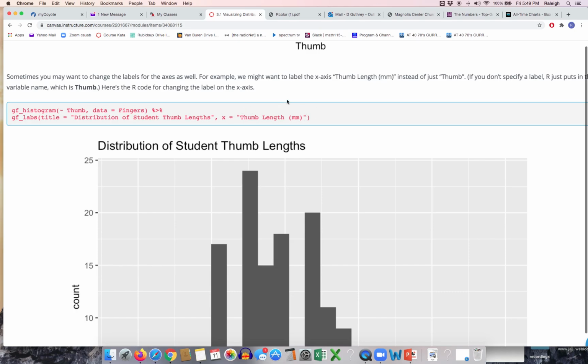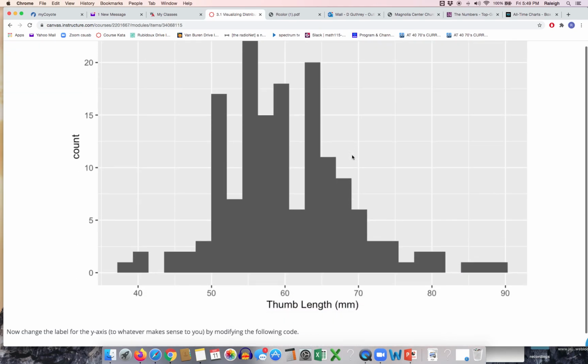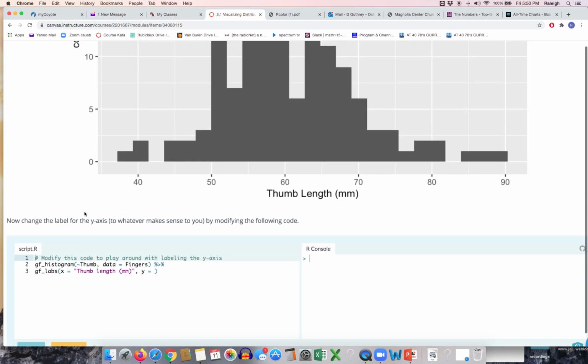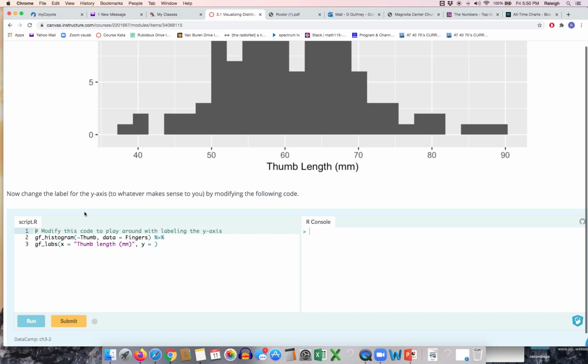So I'm trying to circle with my cursor right there. So now notice how the x-axis has gotten changed. They haven't touched the y-axis. The count seems to be good enough for that. You could come up with a synonym for that if you'd like. Now change the label for the y-axis to whatever makes sense to you by modifying the following code. So we could just put in y equals numbers or totals or something like that.